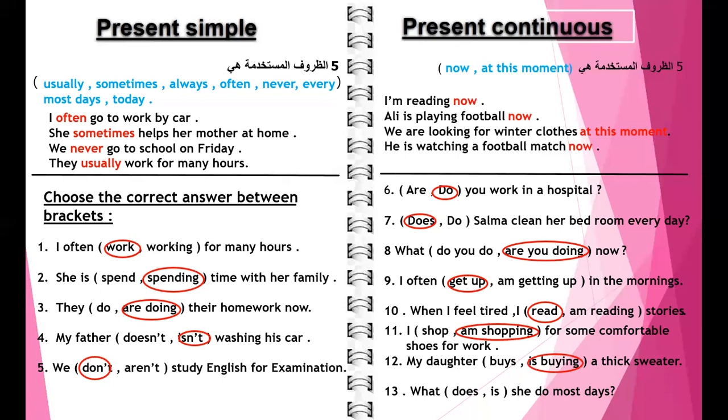Number 13 finally, what does or what is she do most days. لاحظ الفعل do مجرد ما بينه ing، وعندي الظرف most days هذا دليل على present simple. So we cannot use is, we use does. What does she do most days?